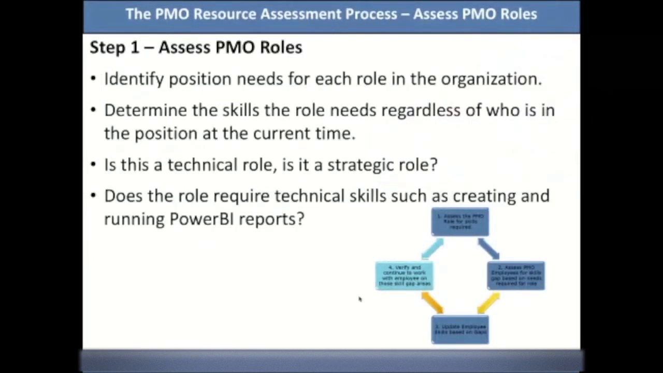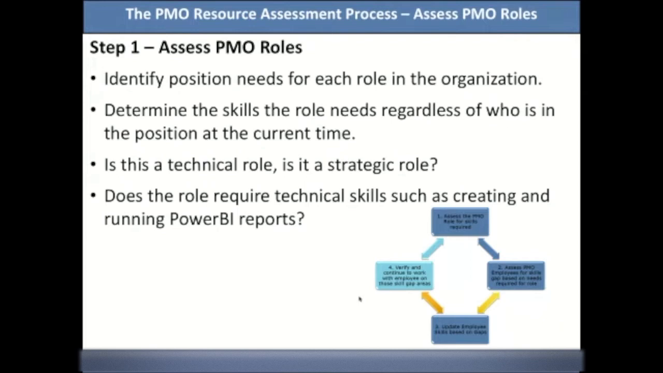So step one, what you want to do is identify the needs of the position. What skills are needed for the position? Determine the skills the role needs regardless of who's in the position at the time. Like we said, we could be making course corrections. Is this a technical role? Is it strategic? Is there a balance between the two? Does a role need technical skills like Power BI reporting and data modeling? And what are some of the things that you need to do right in this role?